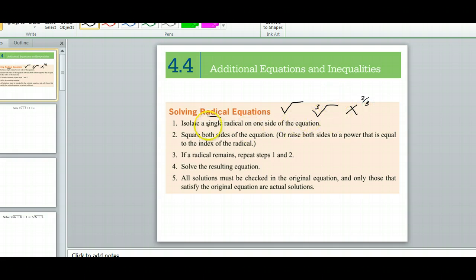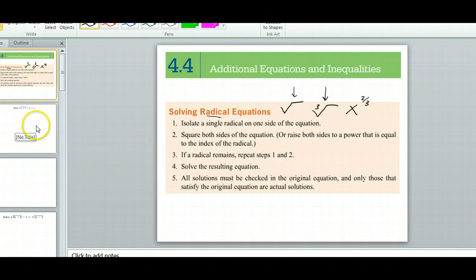Okay. Now, these are the 5 steps that you saw to do any type of radical equation. Mainly we're going to do square roots, but I'll go over these with you as we go through a problem, so you can see how it works.